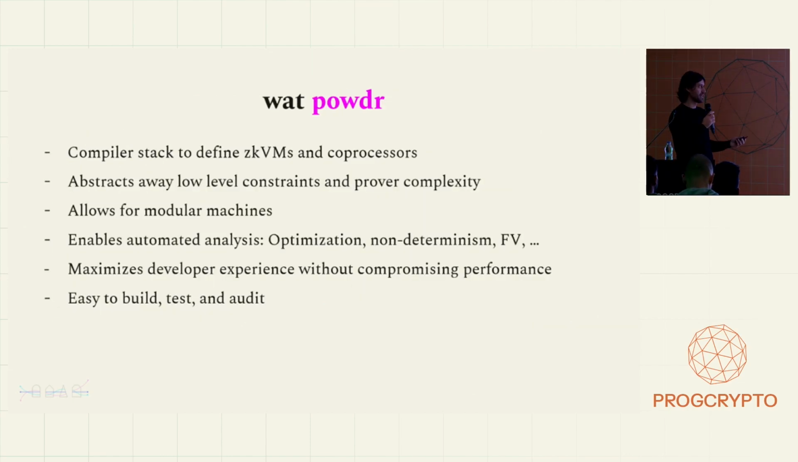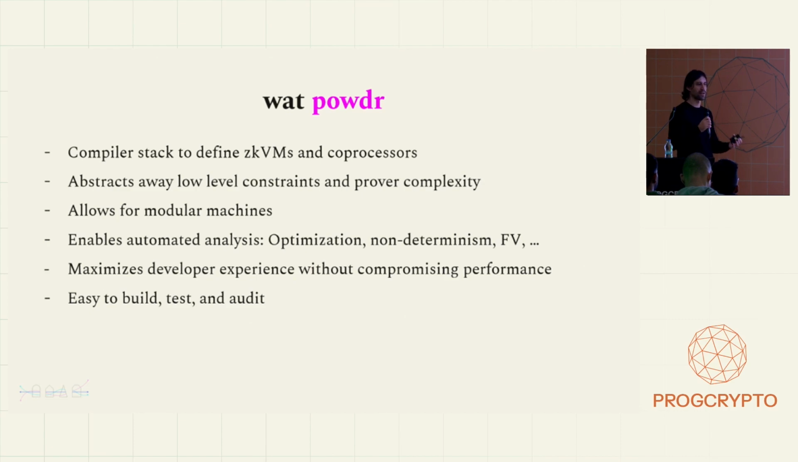So what exactly is Powder? It's a compiler. It's a compiler that applies a stack of multiple things that allow you to define zkVMs and low-level coprocessors for different reasons. Why are we building a compiler? Well, because of the same reason we also use compilers in the non-ZK environment.